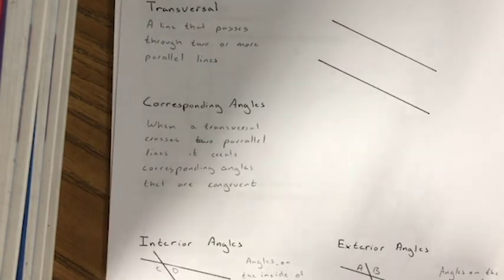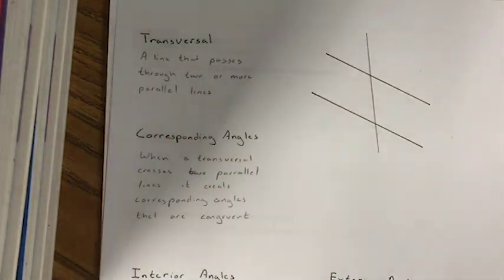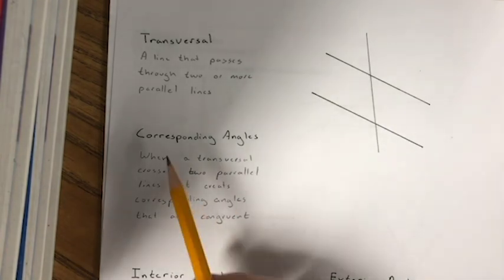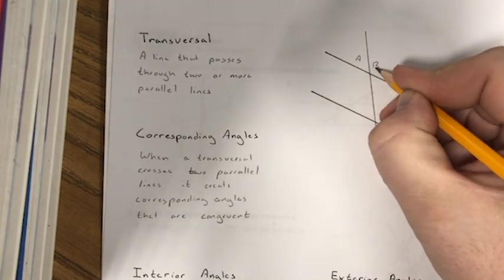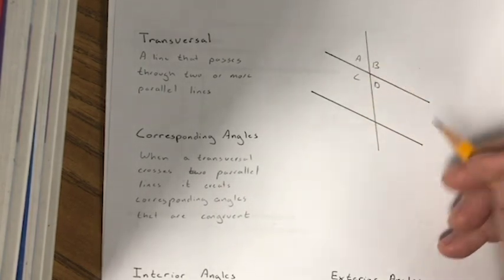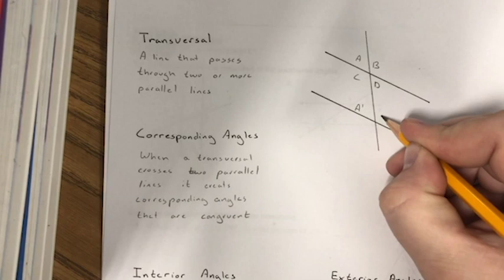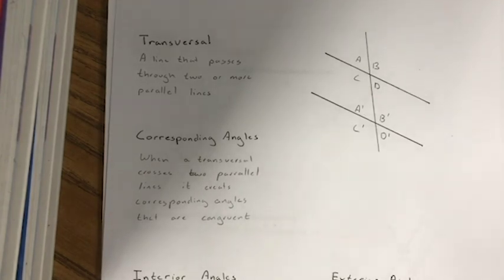Now let's get into some of the newer concepts. All right, transversal. It's a line that passes through two or more parallel lines. So I have parallel lines here, and I am literally going to make what's called a transversal. Bam, I just did a transversal. It crossed two parallel lines. And in doing so, it created what's called corresponding angles. These angles right here, I'm going to call A, B, C, and D. And these angles right here correspond with these, A prime, B prime, C prime, and D prime. These are all corresponding angles.